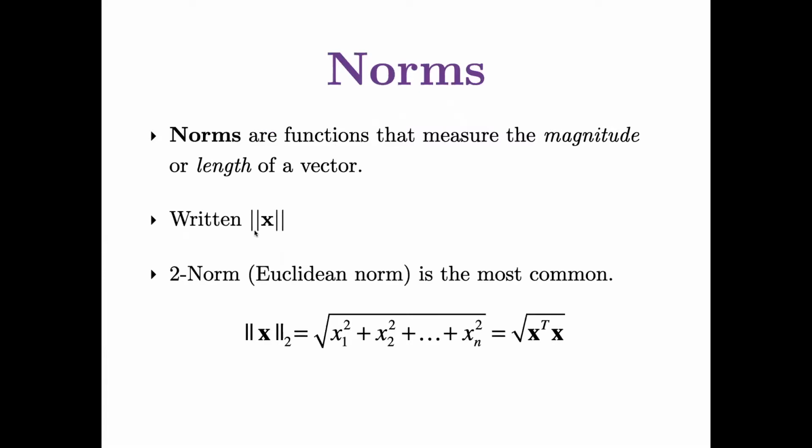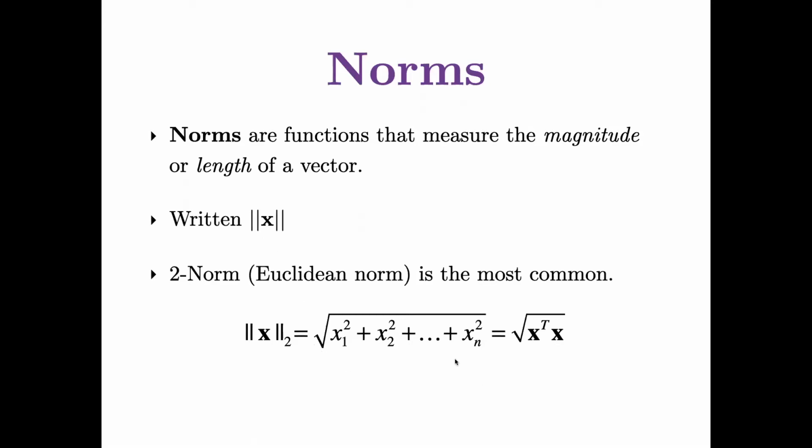There are actually more than one way to measure the magnitude of a vector, but the most common way is the Euclidean norm. It's also known as the 2 norm and written with a 2 on the outside of these bars. It's actually so common that we often don't even include the 2 here. It's just assumed that the norm of x is the 2 norm.